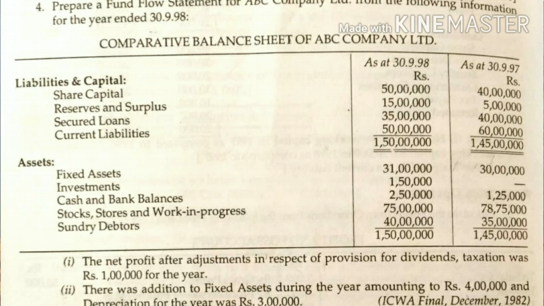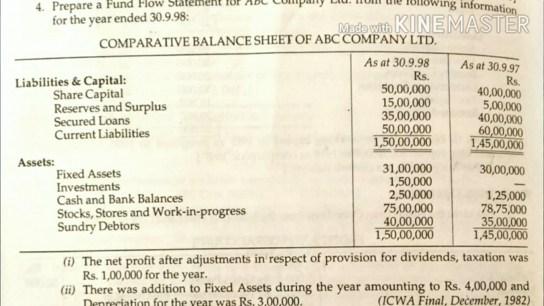The next adjustment is there was addition to fixed assets during the year amounting to rupees 4 lakh and depreciation for the year was rupees 3 lakh. Now just look above at the fixed assets. Opening value is 30 lakh and closing value is 31 lakh. That means during the year 4 lakh has been added to fixed assets. They have said addition to the fixed assets, that means additional fixed assets of 4 lakh rupees were purchased during the year. So these purchases will be recorded as application of funds. So this 4 lakh will be recorded in application, and 3 lakh rupees depreciation will come in funds from operations.